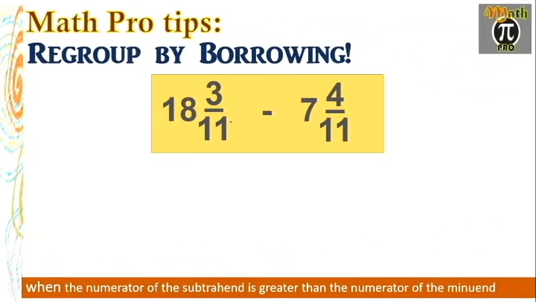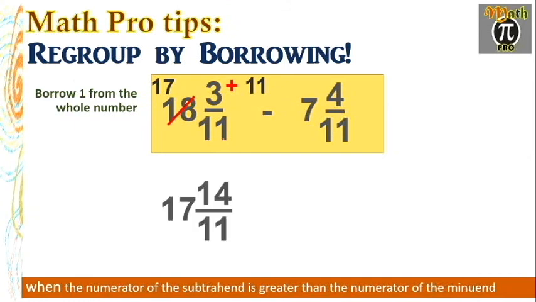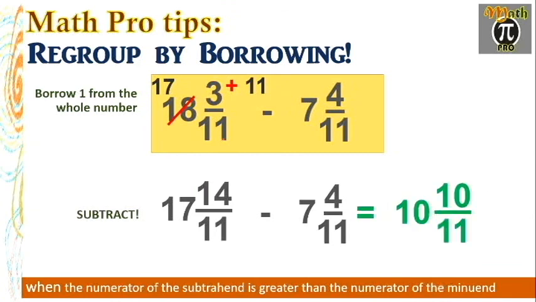Let's have another example. Borrow 1 from the whole number 18. 18 will become 17. Then, what we will add to the numerator is 11 because the denominator of the fraction is 11. So we have now 17 and 14 over 11 minus 7 and 4 over 11. Subtracting them, the answer will be 10 and 10 over 11.